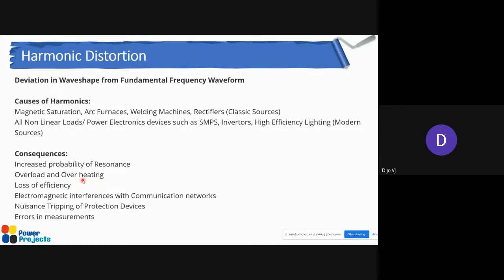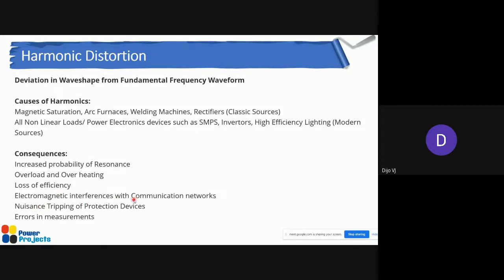Overload and overheating, we talked about it. When rotating machines run with harmonics, it can cause an overload. Additional harmonics is additional loading. You already have fundamental component loading, and in addition to that, harmonic loading also will be there. It can cause overloading, and because of that, overheating also can happen. Loss of efficiency: if there is more overheating, the losses are more, then efficiency becomes lower.